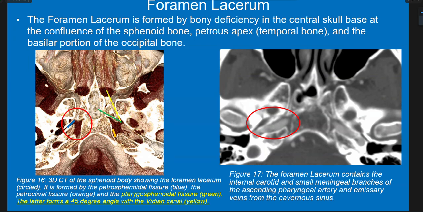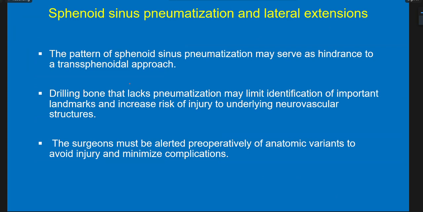So we'll also look at the sphenoid sinus pneumatization and lateral extension. Depending on the pattern of pneumatization, this may actually make the life of the surgeon easy or difficult. So drilling bone that lacks pneumatization may limit identification of important landmarks and increase risk of injury to underlying neurovascular structures. So the surgeon must be alerted preoperatively of anatomic variants to avoid injury and minimize complications.